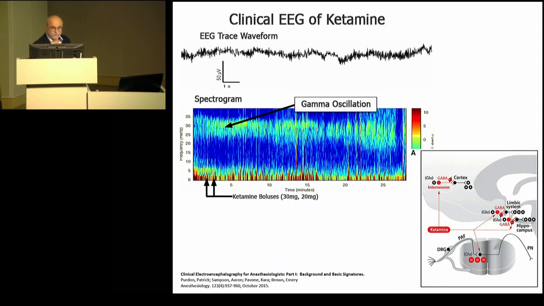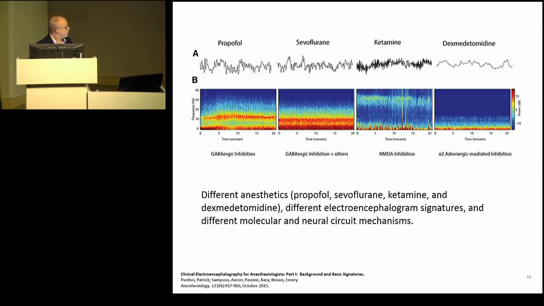Ketamine is also very different. You already know that ketamine acts in another way, different to the typical GABAergic drugs. And in the ketamine, you can see that the gamma oscillation is still there, but there is no alpha activity and very low delta activity, very typical from the ketamine. And we are able to know why this is happening in the EEG.